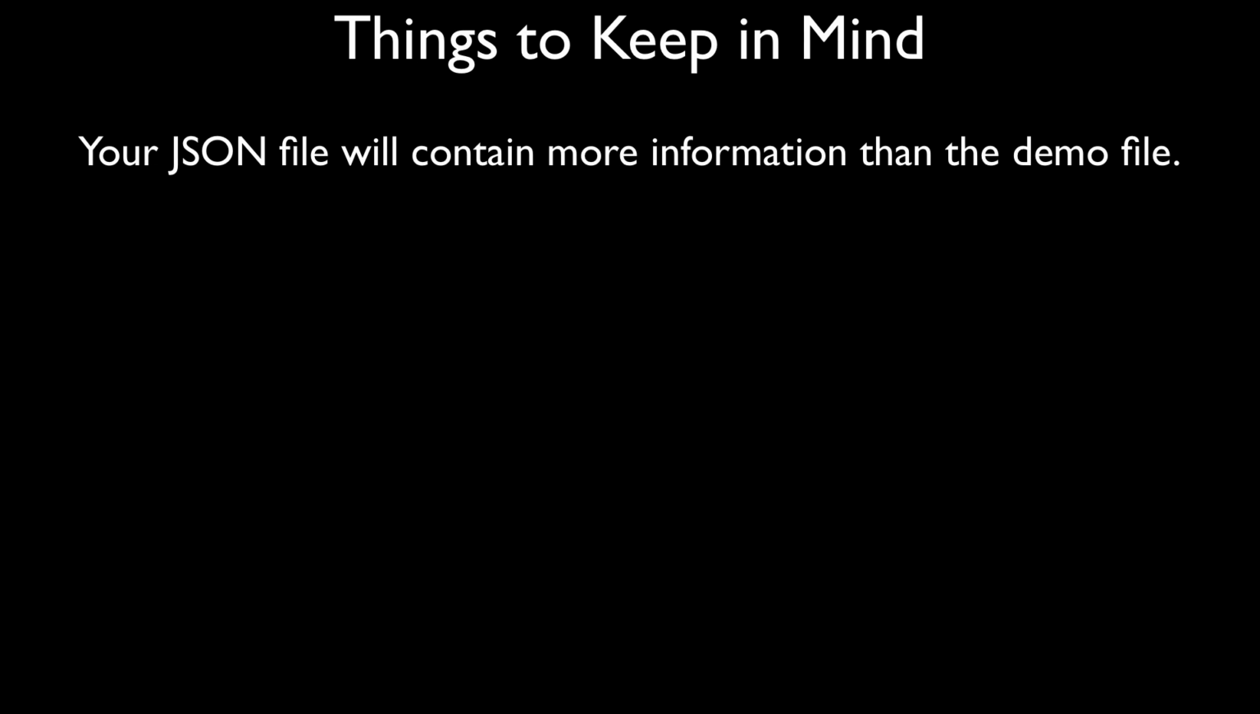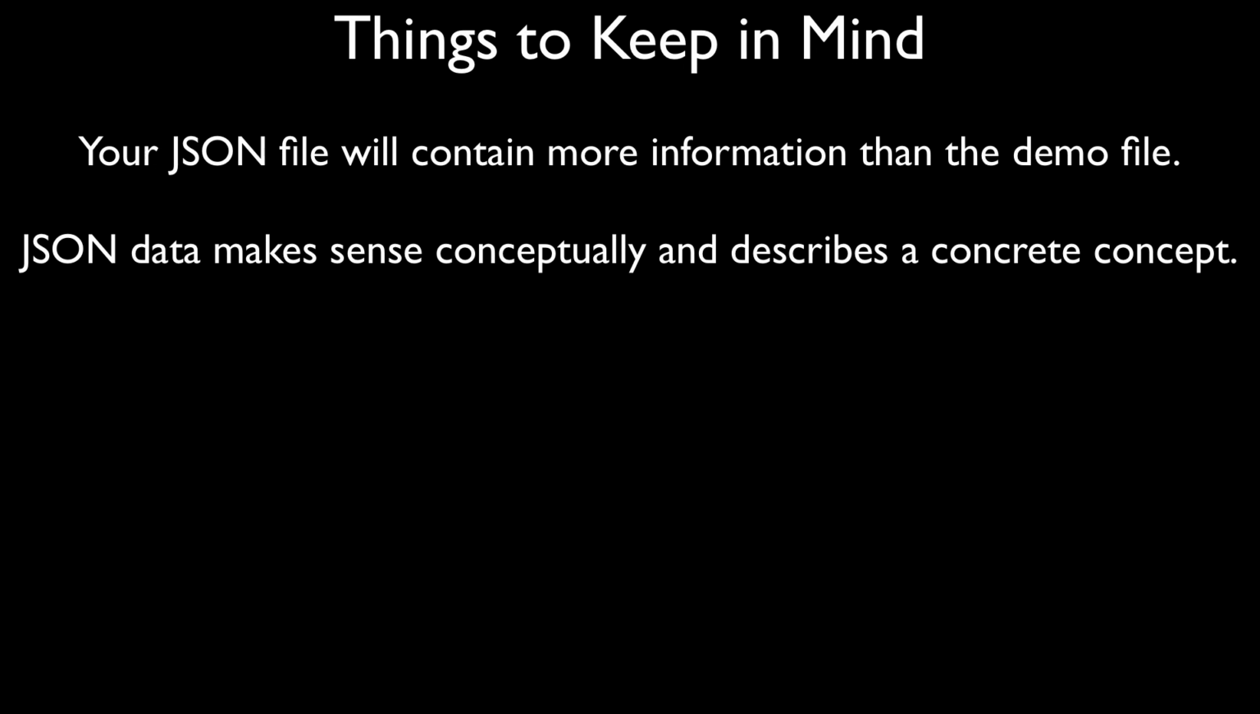Your JSON file is going to be much larger than mine. You're going to have more objects, and each object is going to have more properties. Read the rubric to find out what the requirements are. The JSON data in your file needs to make sense conceptually and describe a concrete concept. What that means is I don't want your JSON file to have random utterances of Cthulhu in there. It needs to be something concrete. Vehicles, airplanes, people, addresses, ideas, something like that. Something that is relatable to reality in some way.